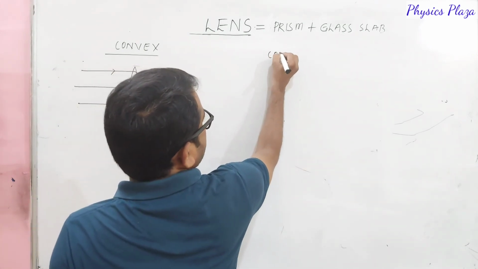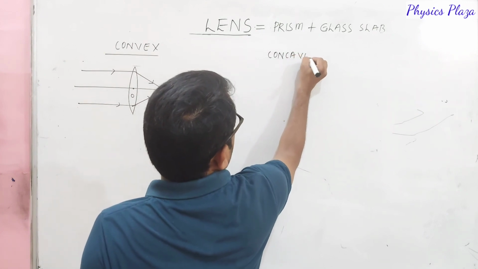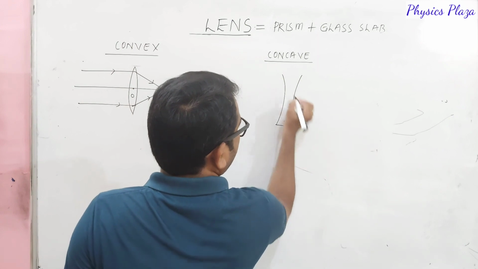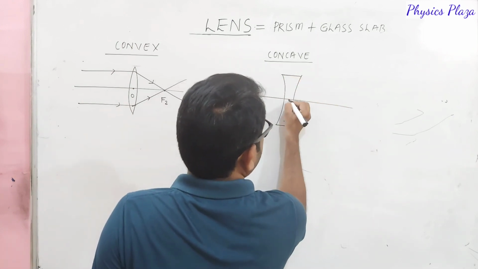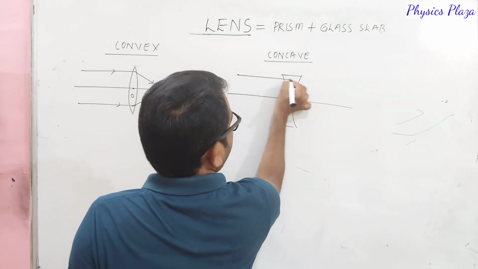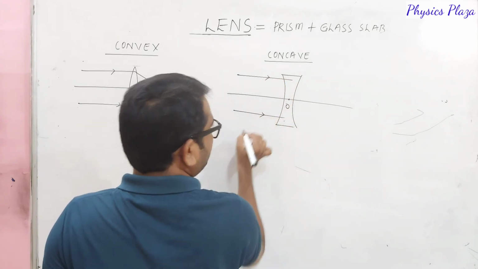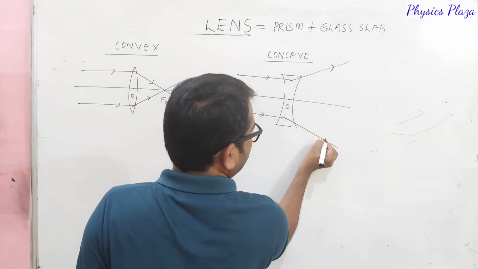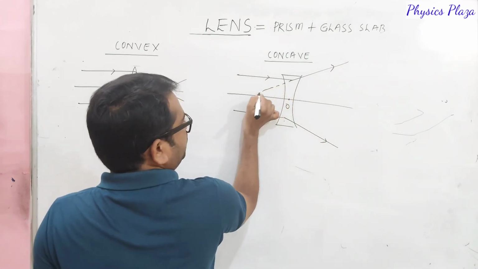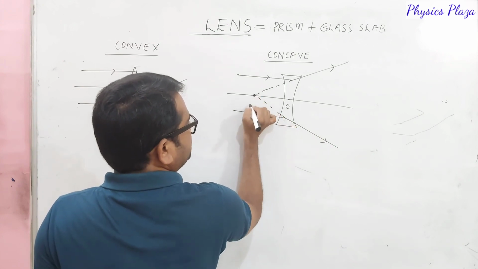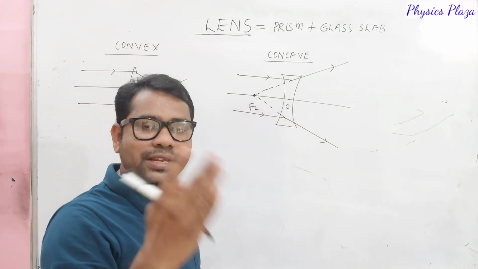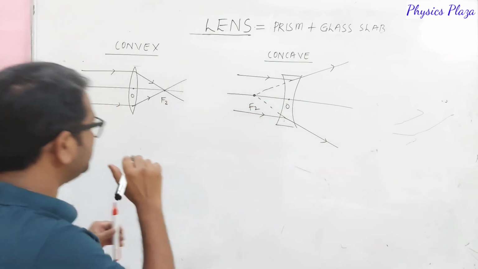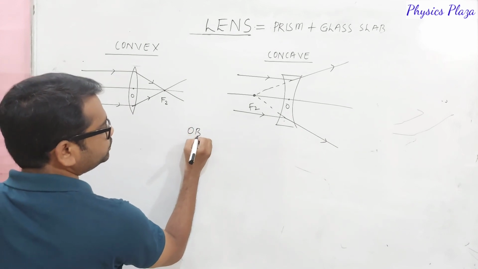Whereas for a concave lens, let us see if it is the same thing. Here is a concave lens, and here is the optic center. If light rays are coming and incident on a concave lens, after refraction they will get diverged, and they appear to meet at a common point on the principal axis. This we can call the second focus. Rather, we can simply say the focus of a concave lens lies on the left side only.